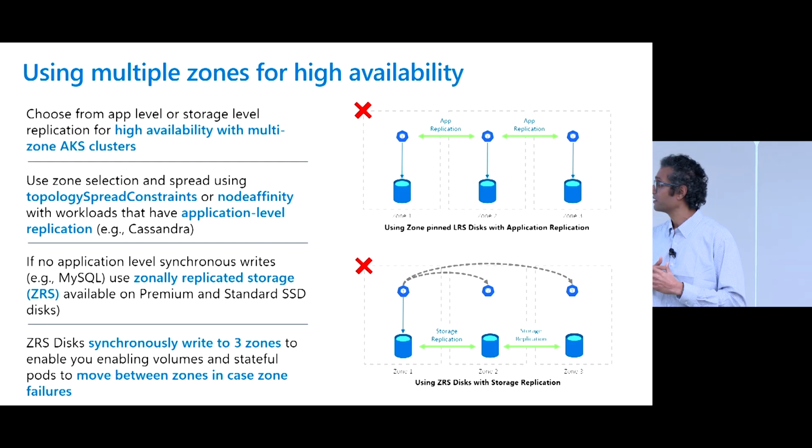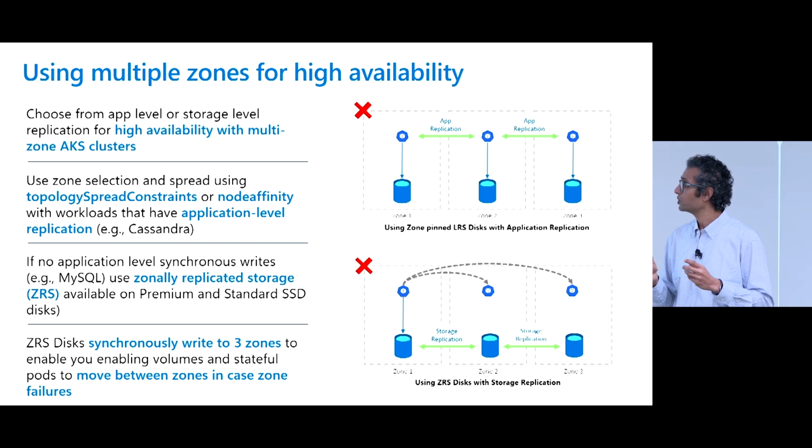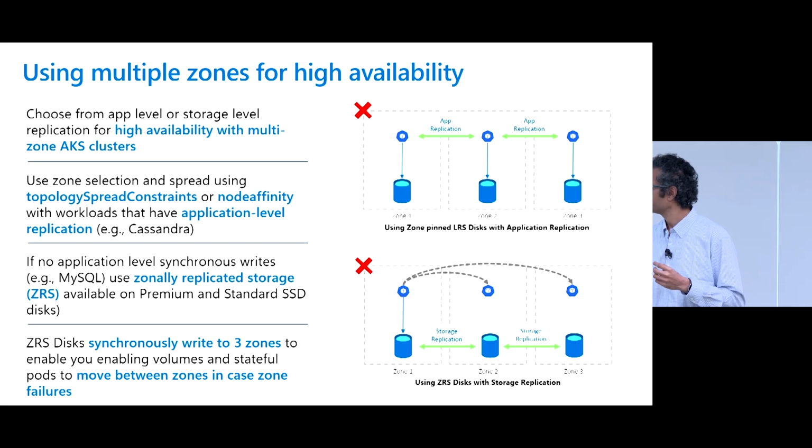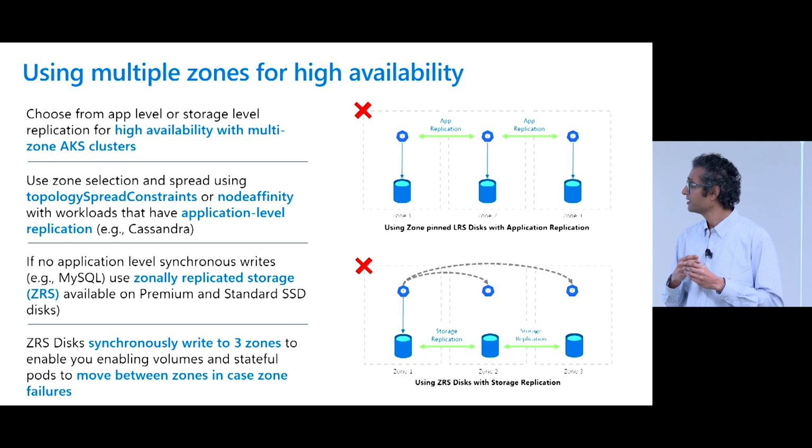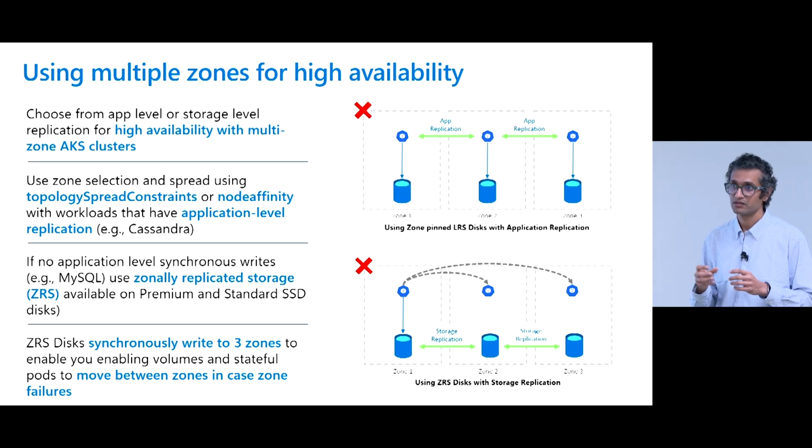Multiple zones for high availability, especially when we are dealing with AKS clusters. You have this concept of zone selection with topology spread constraints and node affinity, and that brings about what we call application level replication. There is also zonal replication with ZRS, which I think Shekhar covered a little bit. That's important because it helps you write across the three availability zones, so you can always move zones in case there are zonal level failures.